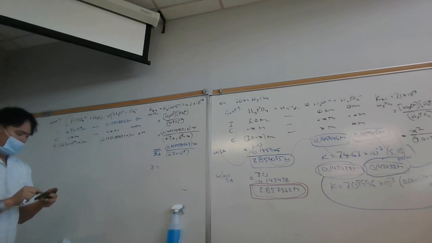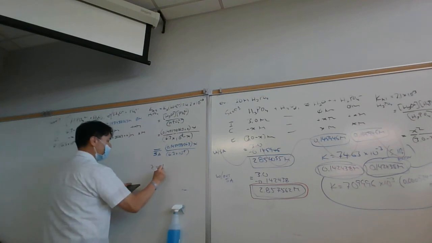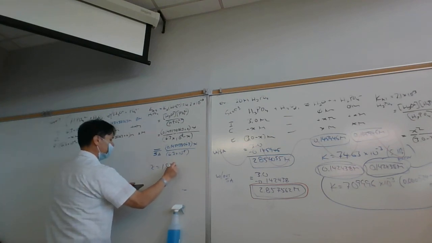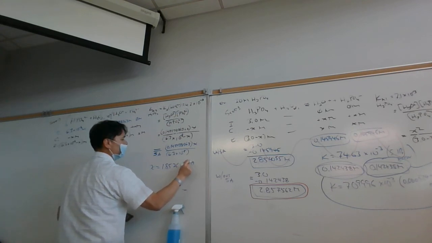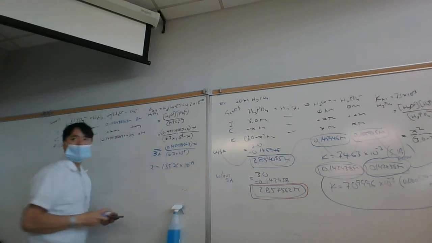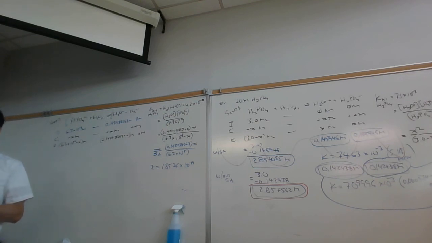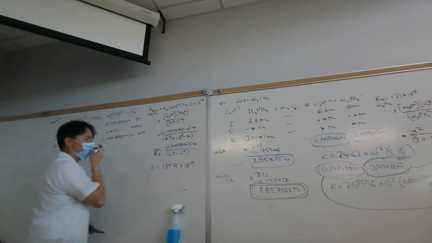Divided by 0.142438063. And that gives me 1.8576 times 10 to the negative 19. 10 to the negative 19 is really small, right? So maybe the simplifying assumption will work for the bottom.